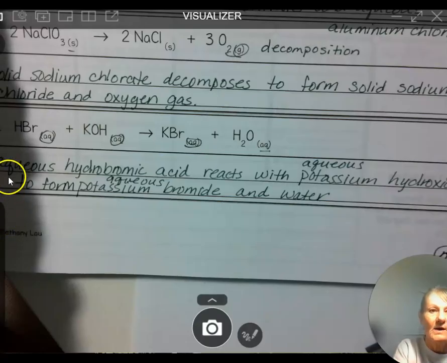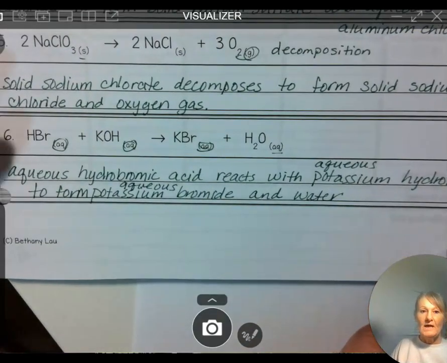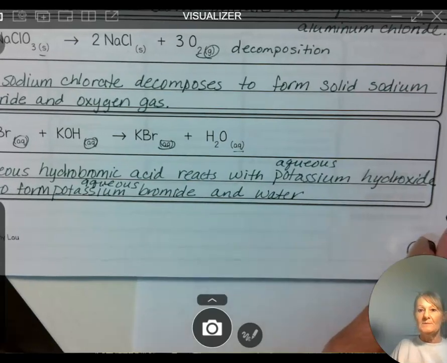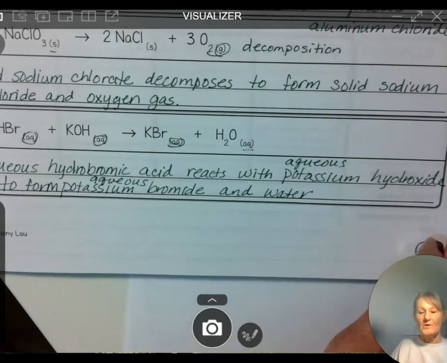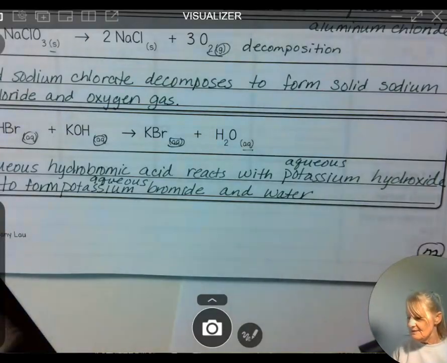Try to see if I could widen that screen just a little bit for you, but don't want to mess it up. Okay, aqueous hydrobromic acid reacts with aqueous potassium hydroxide to form. Okay, so we're going to stop here, and then the next thing that we're going to do is practice some of these.